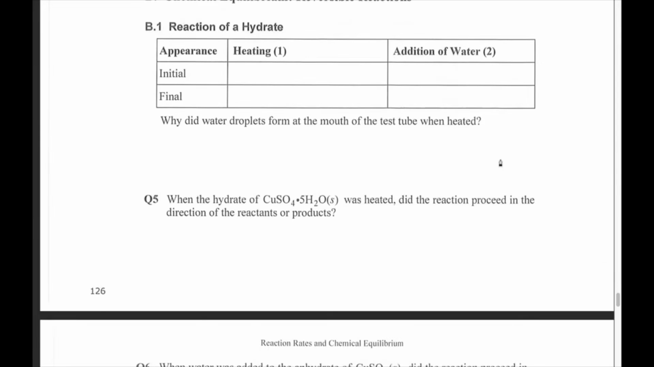All right, and let's see, for B1, I mentioned this in the video, but again, please note that the final condition here, after you've heated up your test tube, is your starting point, your initial right before you add water. So whatever observation you have here also goes over here. Okay.